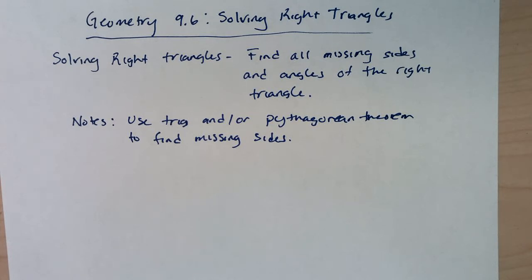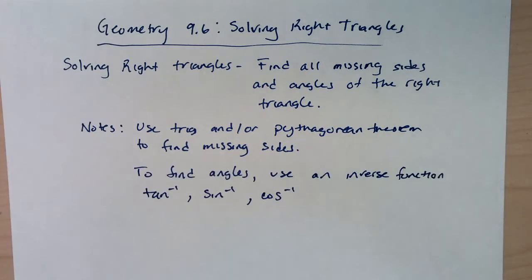In order to find the angles, you want to use what's known as an inverse function button. If you're taking a look at your calculator, above the sine, the cosine, and the tangent buttons, you'll see inverse tangent, inverse sine, inverse cosine. You use these to find the angles of a right triangle. Even more specifically, you use them to find the acute angles of the right triangle.